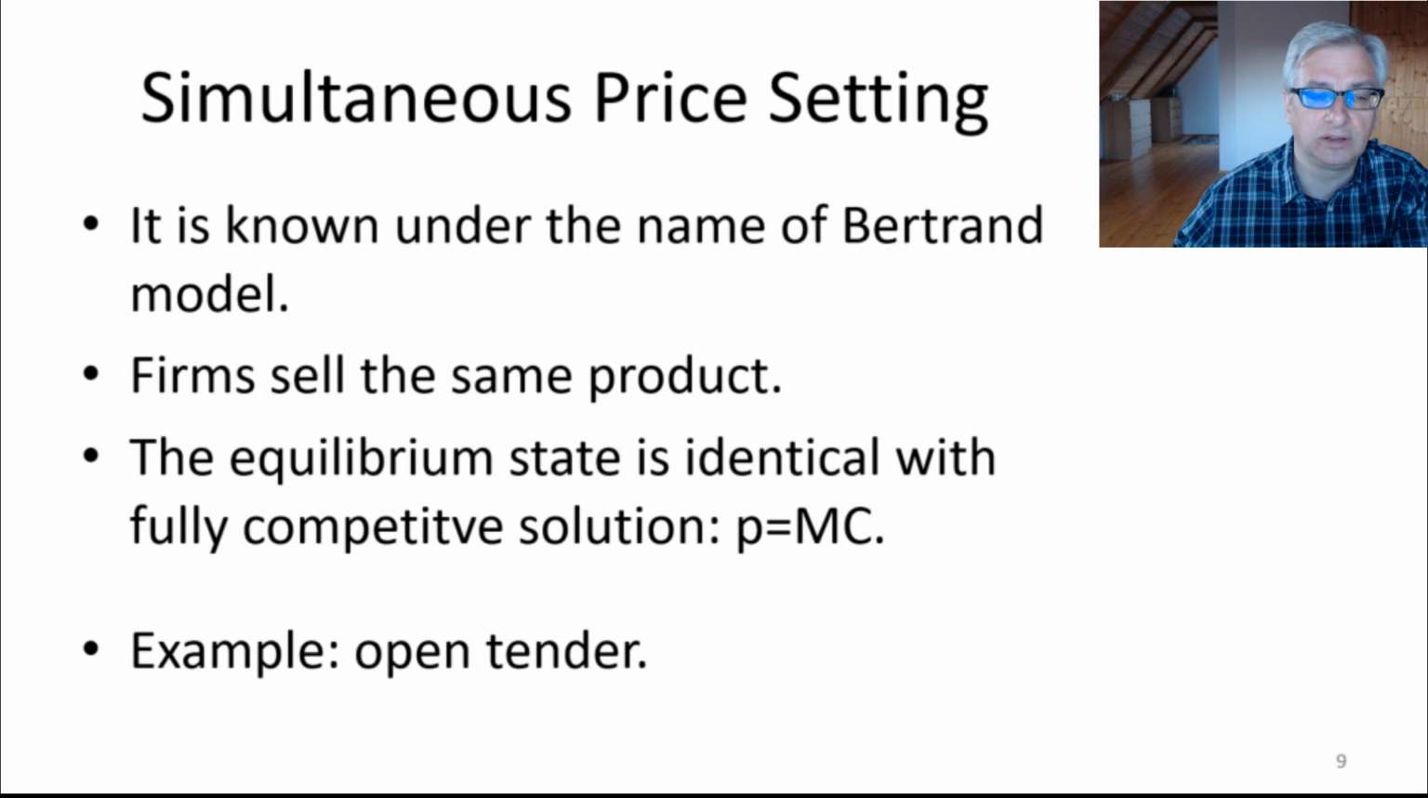Simultaneous price setting is known under the name of Bertrand model. This is the idea that businesses sell the same product and we want them to simultaneously set the price. This is the idea of open tender, for instance. If the university wants to buy 10,000 pens, for instance, for administration staff and professors to be able to write.